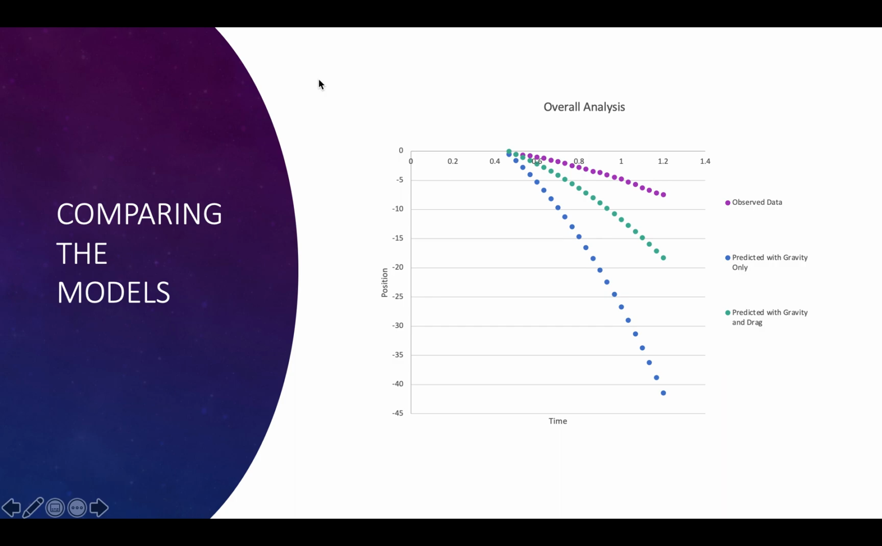Here we are comparing the models. These are the three models that were made: the first one is the observed data, which is the purple. Then we have the predicted with gravity and drag, which is the green, and the predicted with gravity only, which is blue.